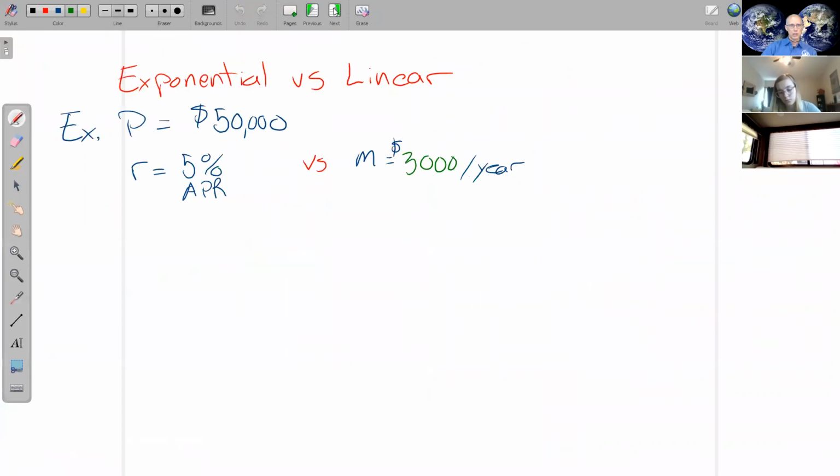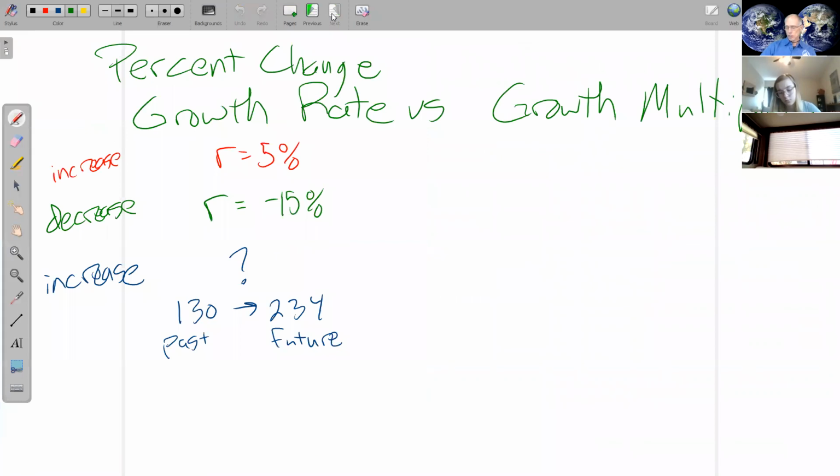Next. All right, we just did that one. Okay, so the next thing I want to do is I just want to emphasize the importance of growth rates and growth multipliers. So in the formula that we're using, we have two versions of the compound interest formula, but the easy one is just the 1 plus the rate. So I'm just going to stick with that.